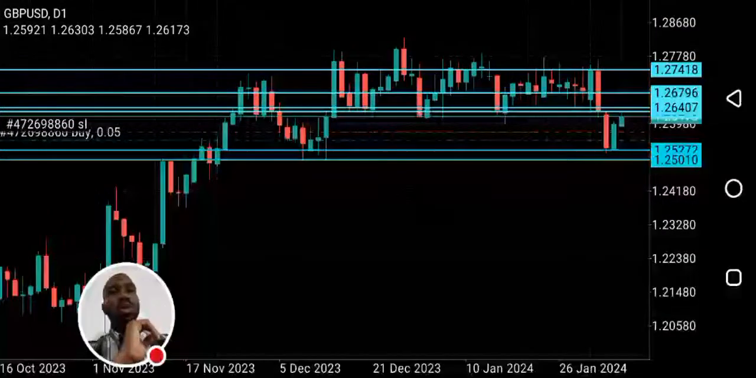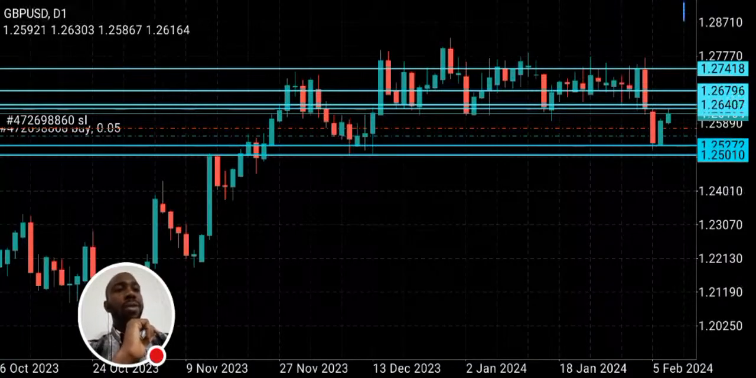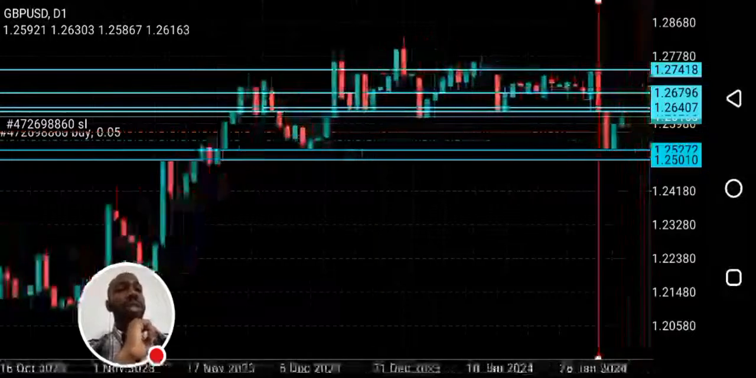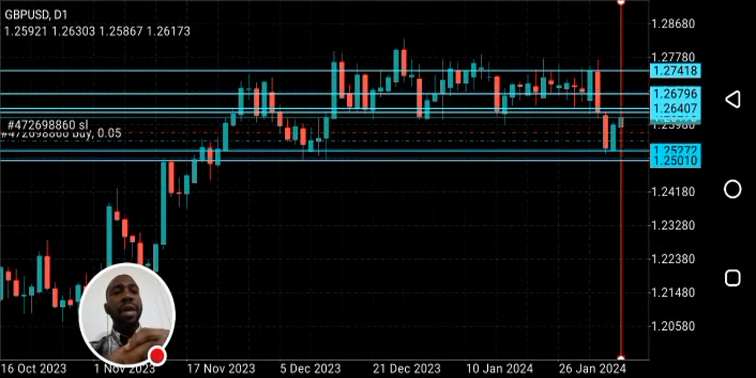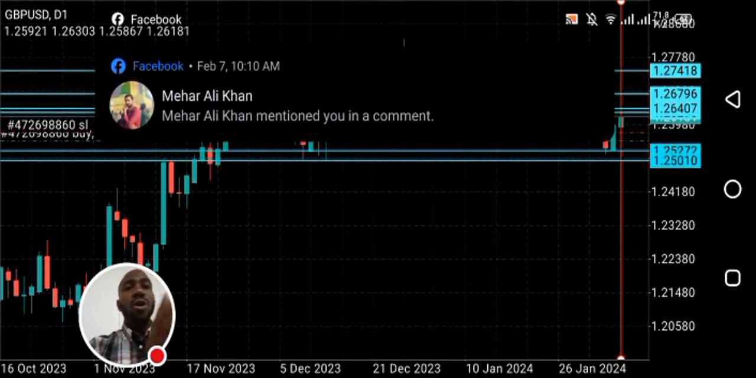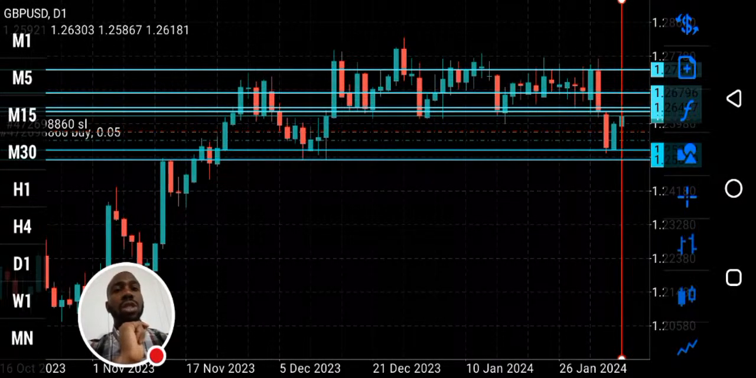Let's go down to 4 hour. What do we have on 4 hour? After the close of yesterday's candle, we should have a bullish reversal pattern on the 4 hour time frame. That will be a confirmation. If we find a bullish reversal pattern on 4 hour, that will be the right time to execute the trade. So let's go to 4 hour.